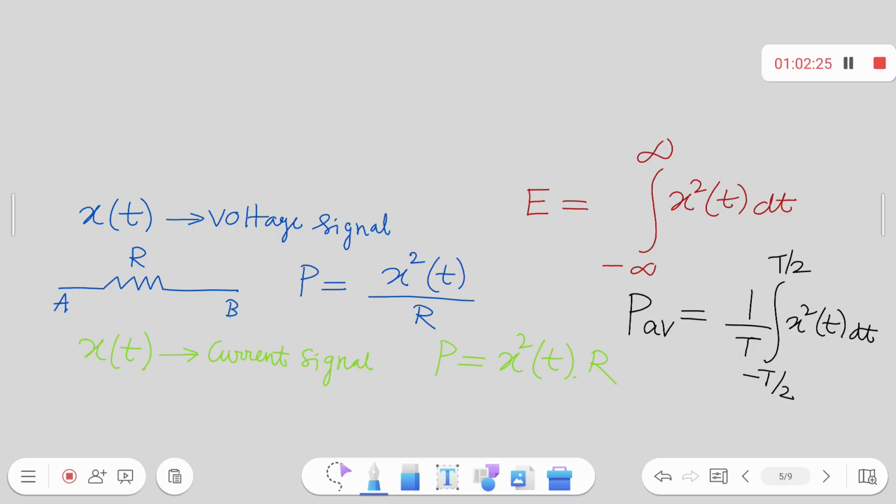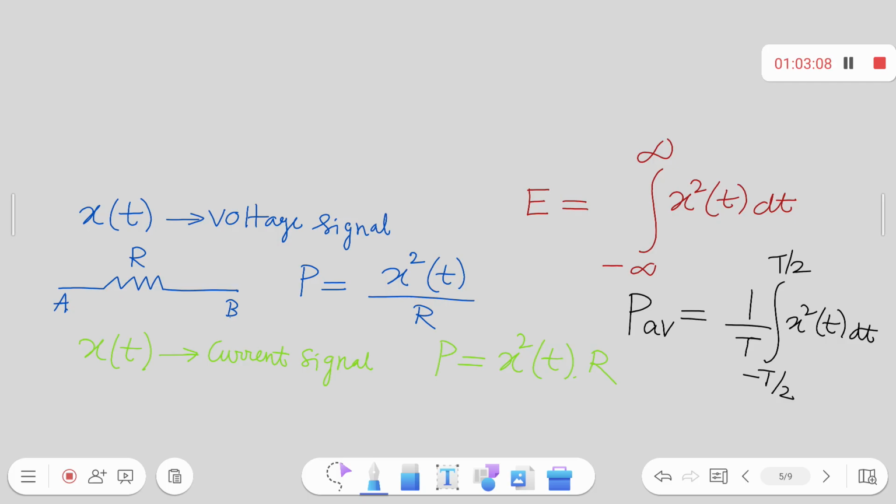Now this will give you a finite one. Even if your energy is infinite, for a sinusoidal signal, for example, this P average, 1 upon T integration over minus T by 2 to plus T by 2 x square t dt, that is finite. So there are some signals for which the energy definition will give you some infinite value. But if you go by the power definition, that will give you some finite value. And these signals are known as the power signals, for whom the energy is infinite, but average power is finite. One perfect example is the sinusoidal signal.